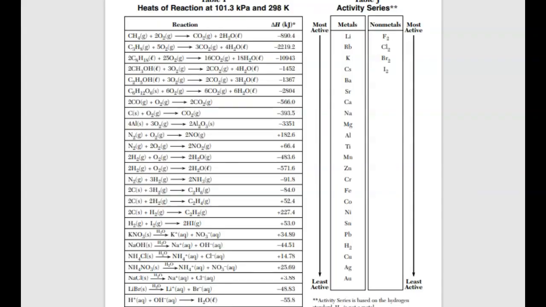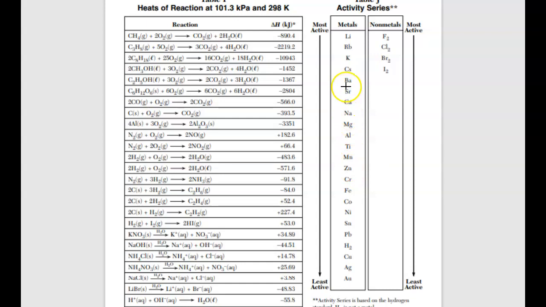Reference table J, labeled as activity series. What you're seeing on the left is a list of metals. You see metals in order from the most active, meaning the most reactive, wants to lose electrons the most, versus the least active, which doesn't want to react, on the bottom. Right here, only a couple of elements up, you see H2. Any elements below H2, which is copper, silver, and gold, they do not react in an acid. Any ones higher do react in an acid.